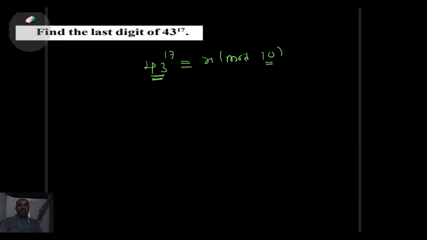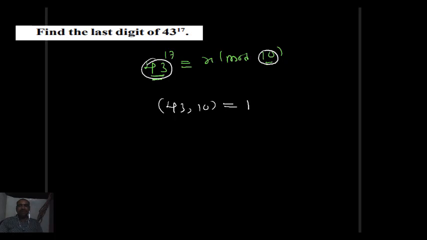Using Euler's theorem, I can solve the problem. Observe 43 and 10, they are co-primes. Then according to Euler's theorem, I can write 43 power phi of 10 is congruent to 1 modulo 10. If a and n are co-primes, a power phi of n is congruent to 1 modulo n. Means 43 power phi of 10 is congruent to 1 modulo 10.